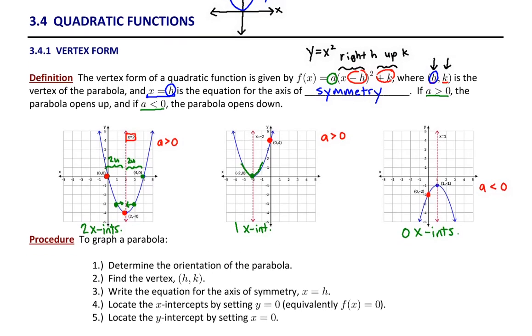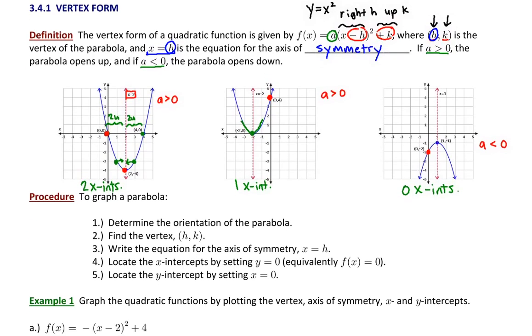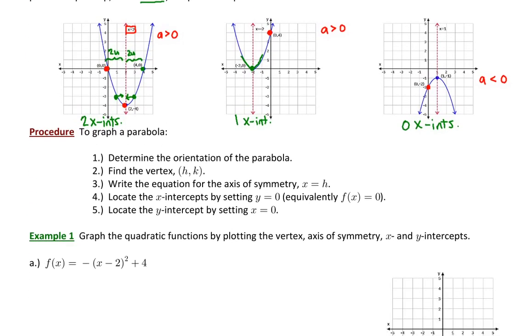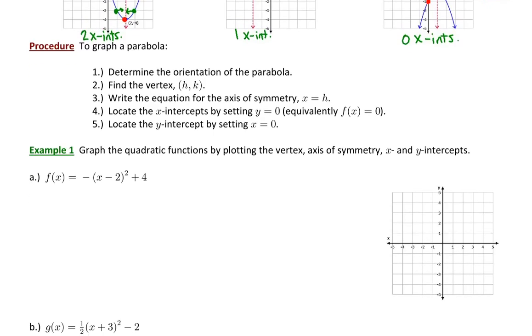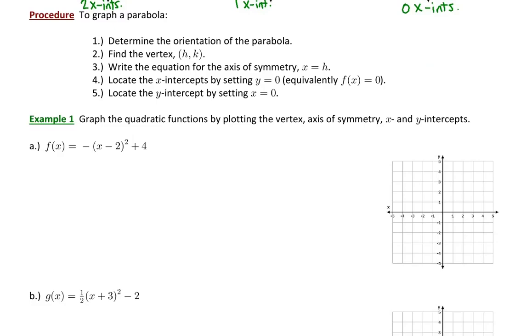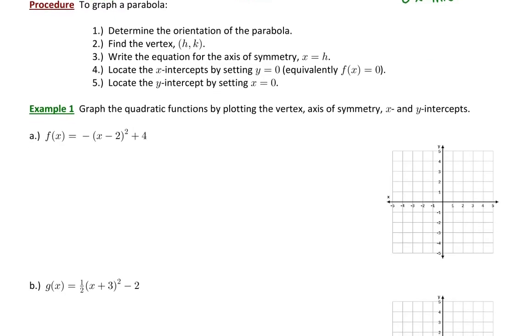So these are the important properties that we want to identify when we graph a parabola. To graph a parabola, number one, determine the orientation. Does it open up or down? We can tell that by the sign of the leading coefficient a. Then find the vertex just by reading the transformations from the vertex form of the equation.